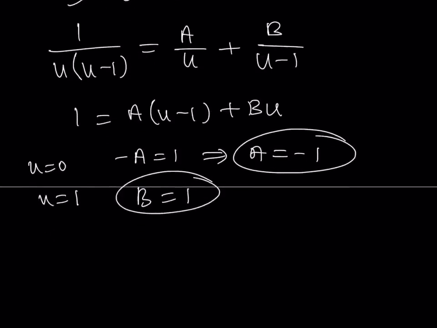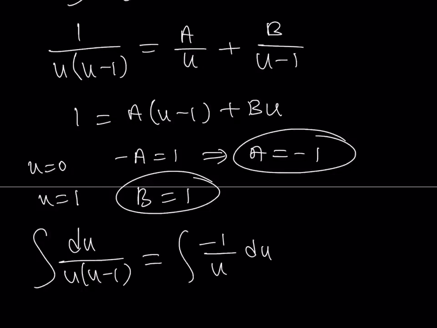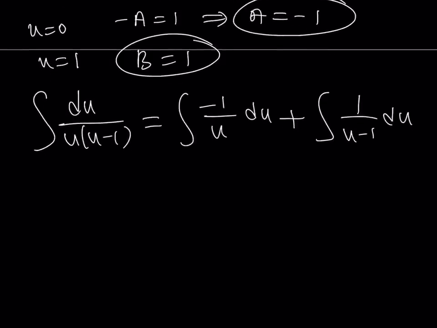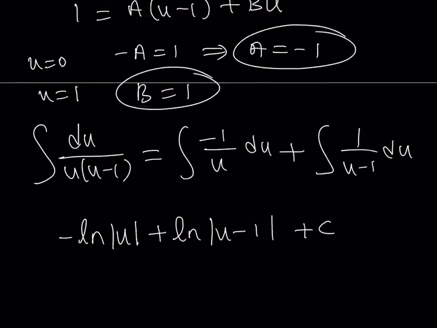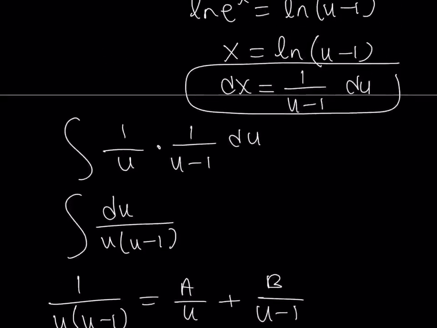So my integral, du over u times u minus 1, can be written as negative 1 over u du plus 1 over u minus 1 du. Let's see if we can integrate these separately, and those are easy integrals, because the first one is going to be negative ln absolute value of u, and the second one is going to be ln absolute value of u minus 1 plus c. Let's not forget the integration constant.